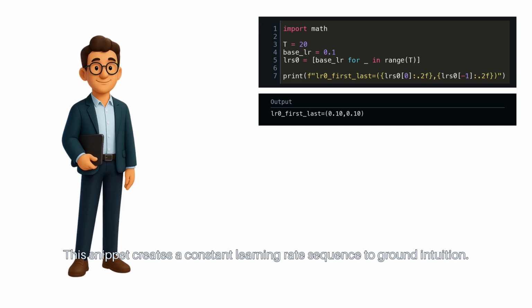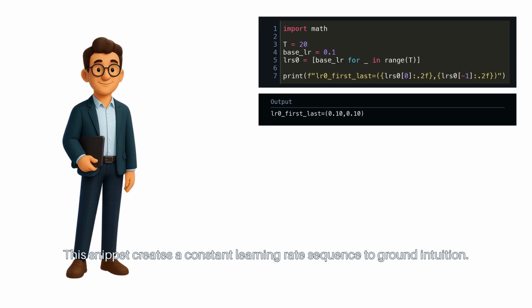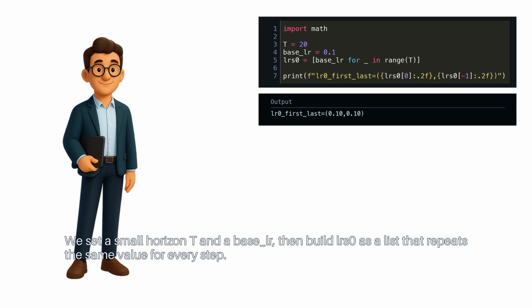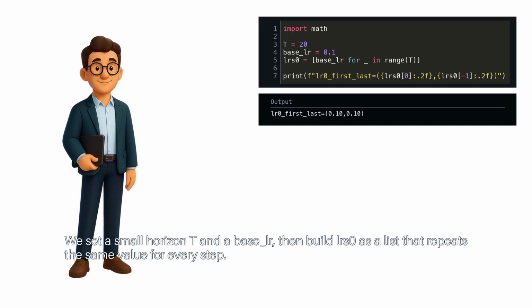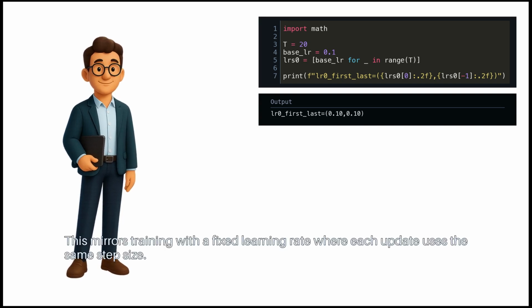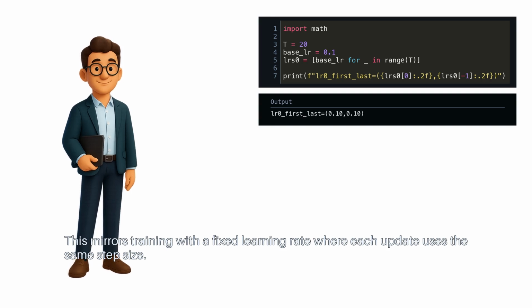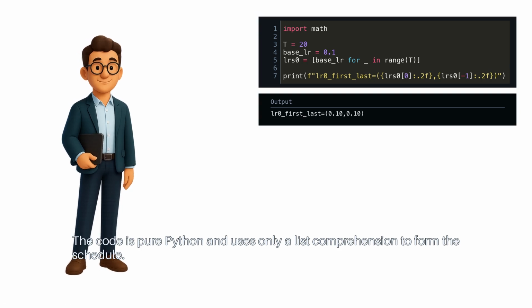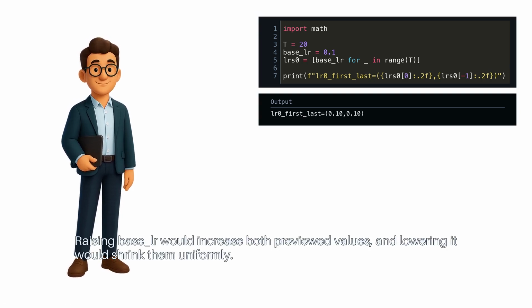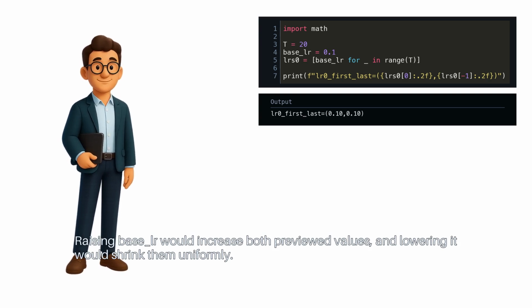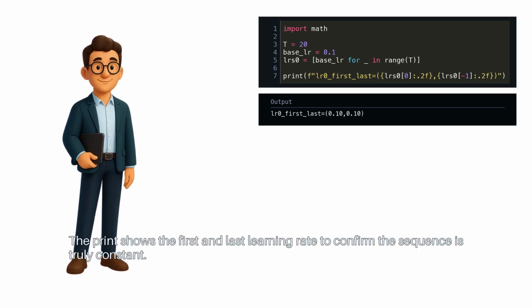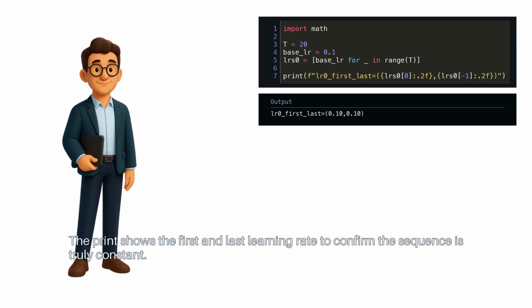This snippet creates a constant learning rate sequence to ground intuition. We set a small horizon T and a base LR, then build LRS0 as a list that repeats the same value for every step. This mirrors training with a fixed learning rate, where each update uses the same step size. The code is pure Python and uses only a list comprehension to form the schedule. Raising base LR would increase both preview values, and lowering it would shrink them uniformly. The print shows the first and last learning rate to confirm the sequence is truly constant.